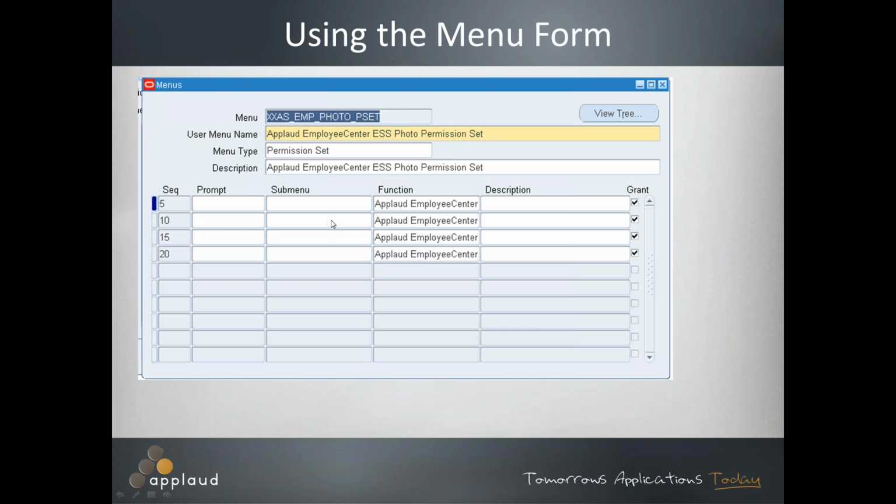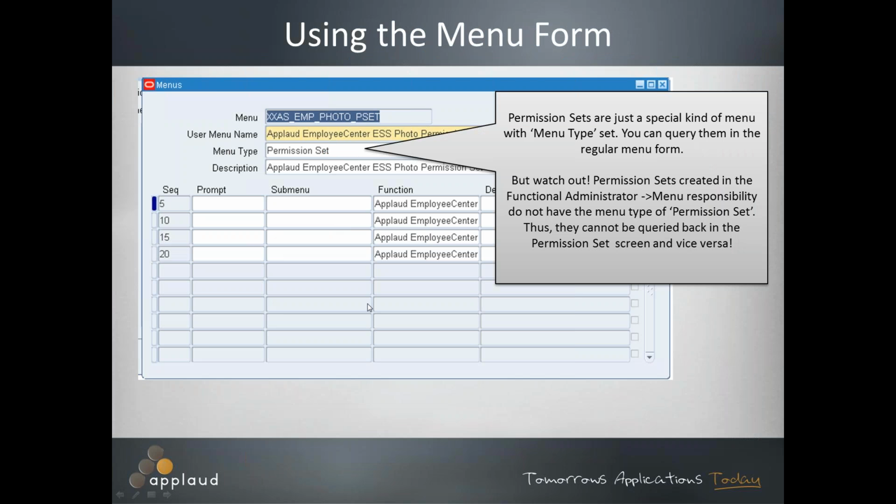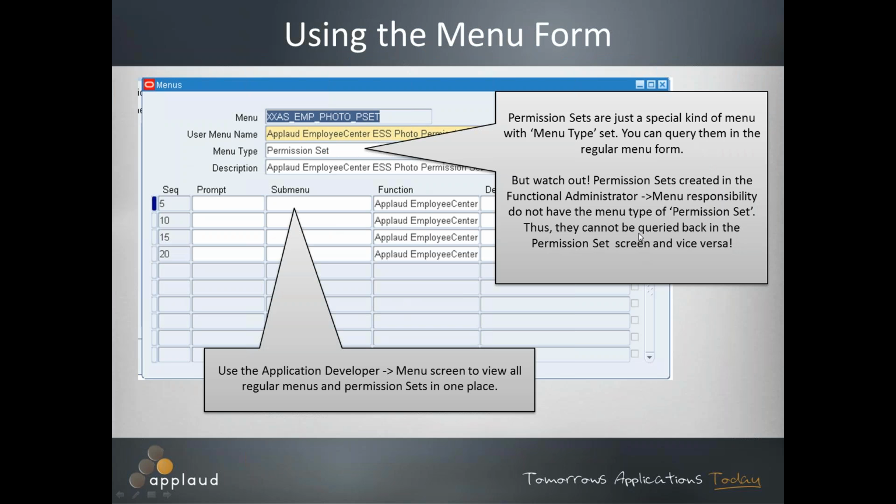But you can within the form here. This form allows you to see absolutely everything, all permission sets and menus combined. So you don't have that restriction. But it can catch you out. Sometimes you find yourself searching in the permission set screen and you can't find what you're looking for. And the fact is you have to go back into the regular menu screen to see those. So it's up to you. You can use the application developer menu screen to view everything in one place if you want. It's a good way to check if you can't find a permission set. It's always worthwhile just checking in here first before you go running to support.